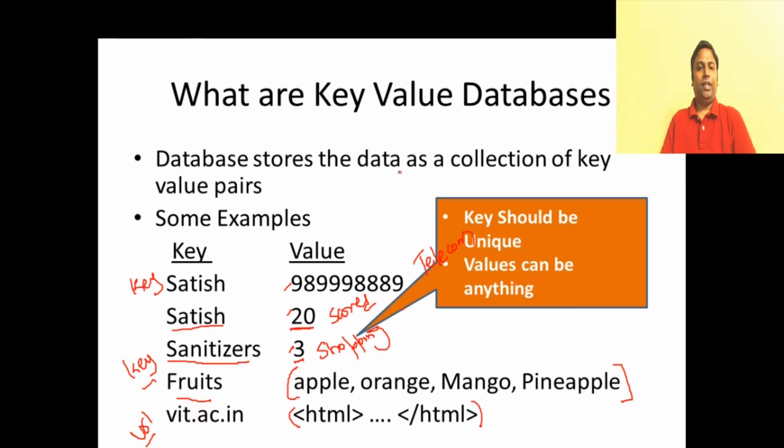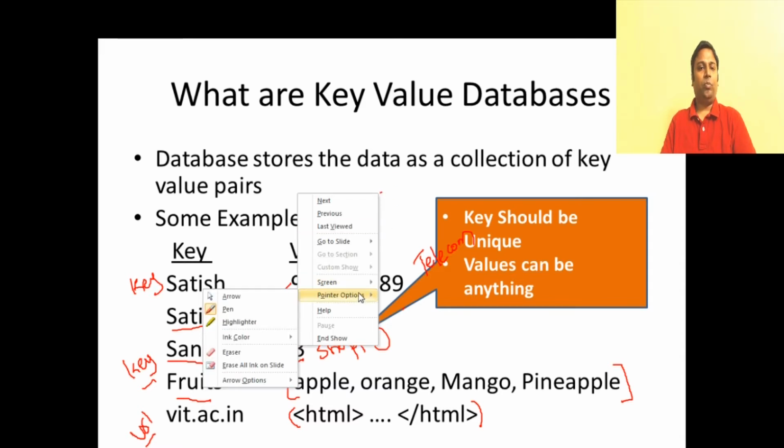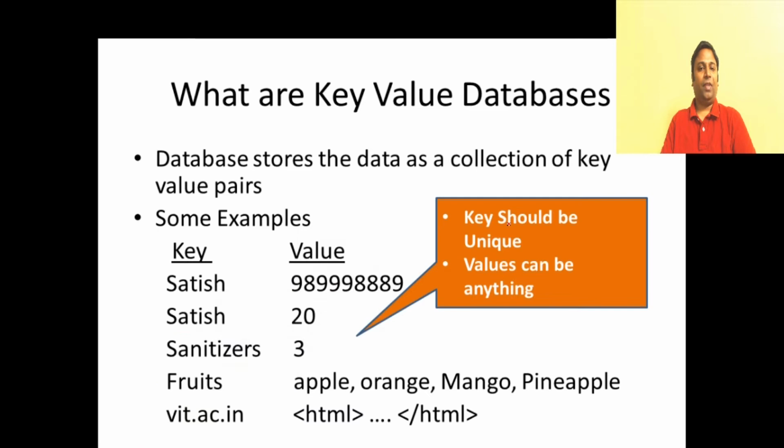When you're talking about keys and values, there are two important things that we have to keep in mind. Key should be unique. In a database, if you have a key, you cannot have another key with the same name. For instance, here you have the key to be Satish. You cannot have another Satish in your database. The key should be unique. The key is used for retrieving the value. Values can be anything. It can be a simple object to a very complex object, as we have seen. So I hope you all have understood what key value databases are. They are nothing but collections of key and value pairs.